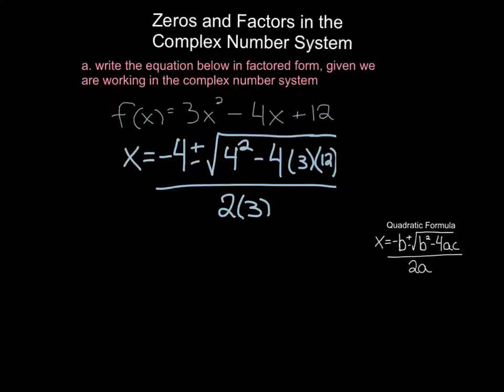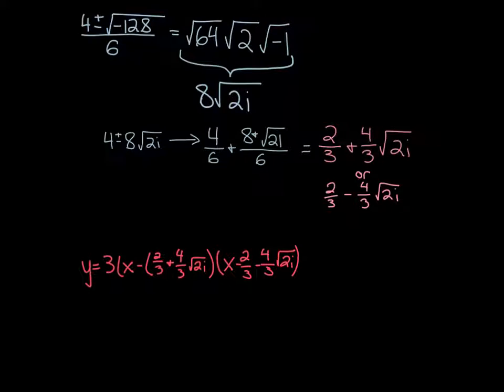The equation we're working with is f of x equals 3x squared minus 4x plus 12. And the important part that we need to use for this equation is this part right here. So we're going to plug that into the quadratic formula, and then the next step would be to put it in factored form.